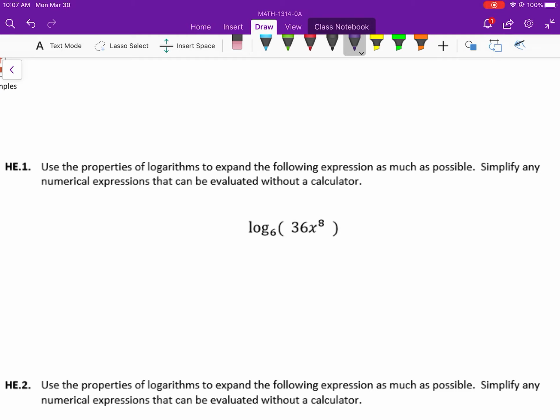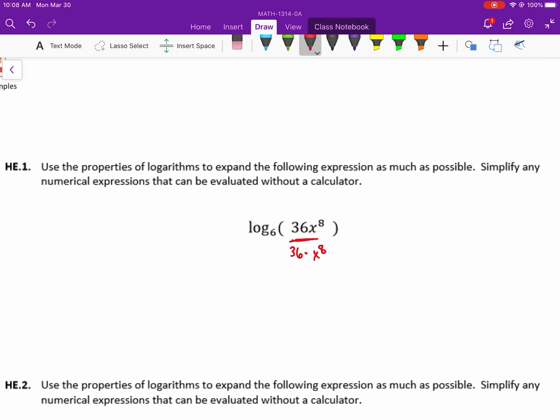You're going to see a lot of examples in here where it says to use the properties to expand or condense. So I have a couple problems here for expanding, and then we'll get into a couple of problems with condensing as well. The first thing and the best thing that you can do is always refer back to your properties, so that way you can determine which ones I need to use. We're going to expand here, which means I'm going to have to write this log base 6 probably multiple times.